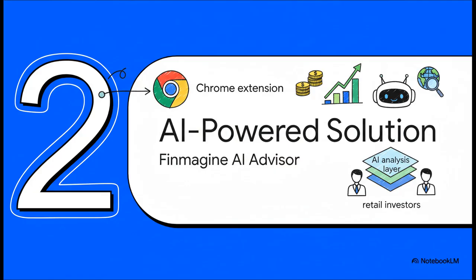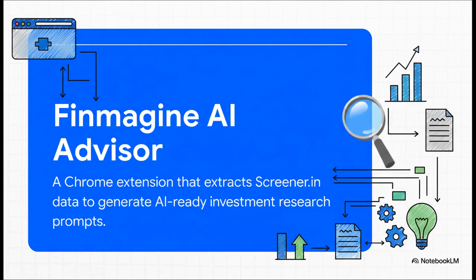It's an AI-powered Chrome extension called the Finmagine AI Advisor, and it's built to be that missing AI analysis layer we've all been waiting for. So what is it exactly? Well, it's a really smart browser extension that just sits on top of Screener.in. The moment you land on a company's page, it wakes up and just vacuums up all the data you see. The financial tables, the key metrics, even the links to documents. Then, it uses all that information to generate these incredibly detailed research prompts that you can feed to a specialized AI. The keywords here are speed and quality.